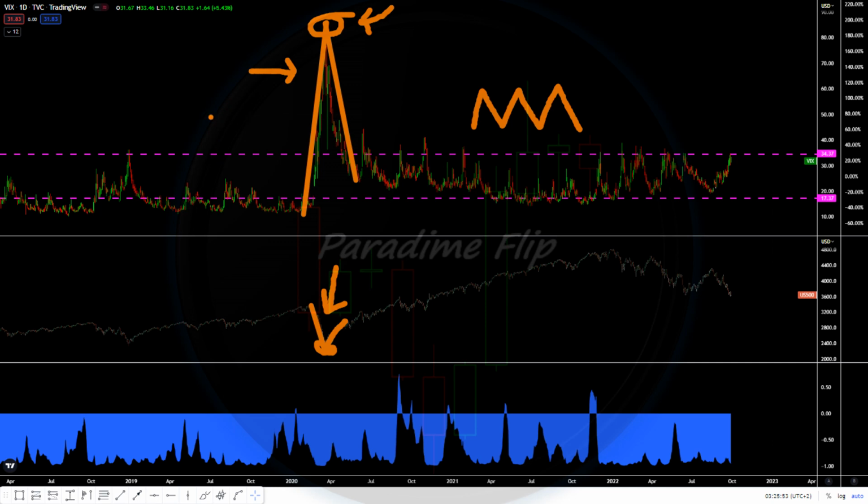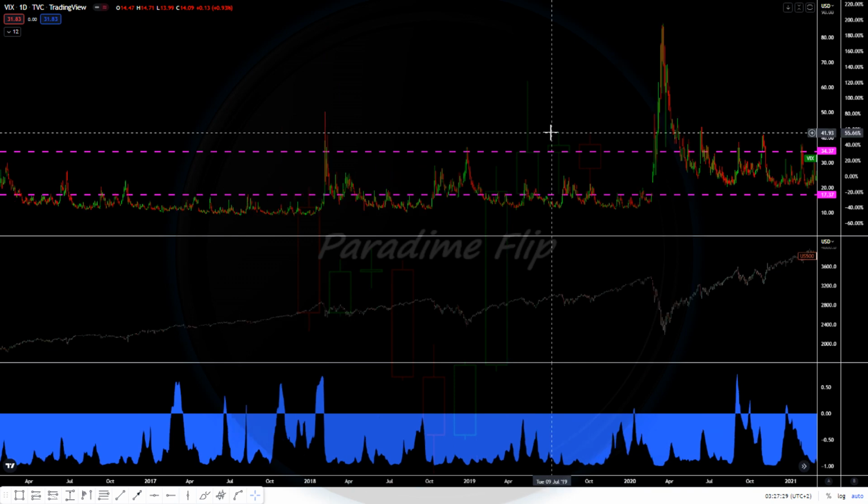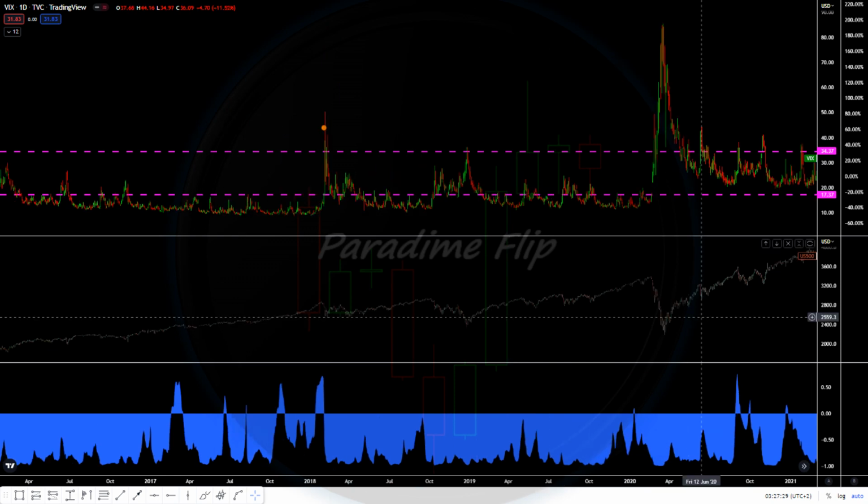So these spikes are outliers, and they don't usually happen. If we go back in time and look at the historical prices of the VIX, you'll notice that these spikes occur, but what is more frequent than these spikes is the ranging behavior.